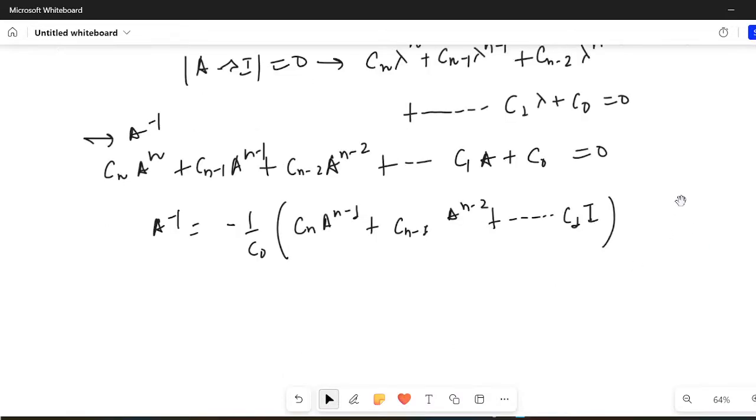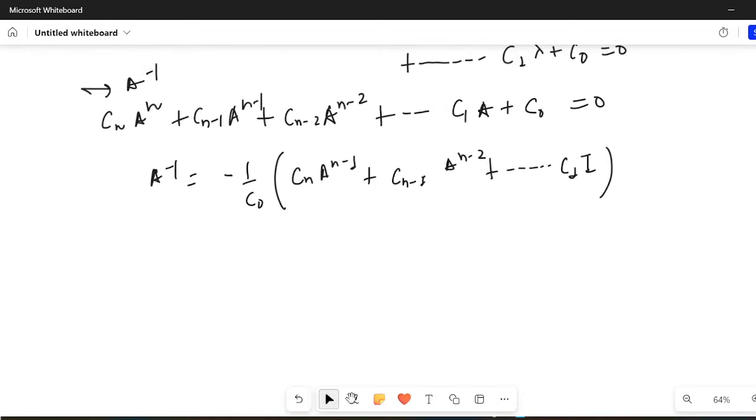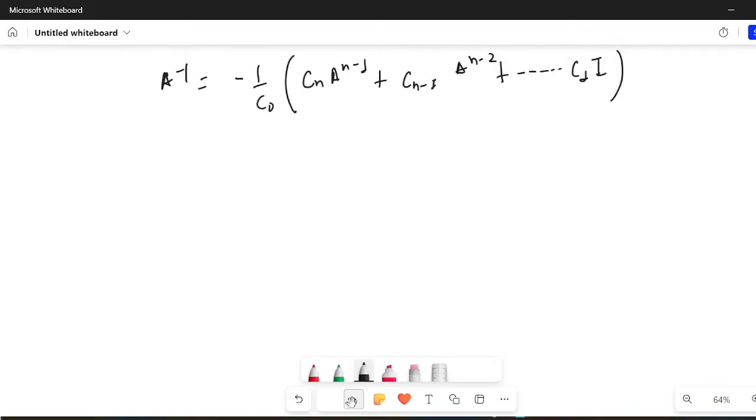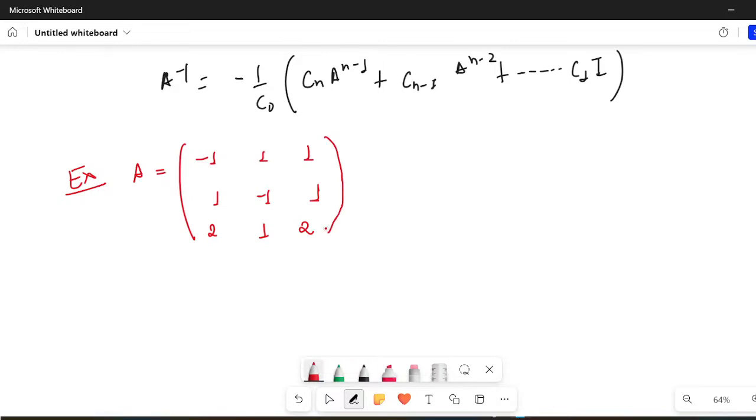So as an example, let us try to take one of the examples, which is this. Let us try to take this as an example to understand. Okay, so the example is, let's say I'm writing a matrix which is minus 1 1 1, 1 minus 1 1, and then 2 1 2. So what would be the characteristic polynomial?